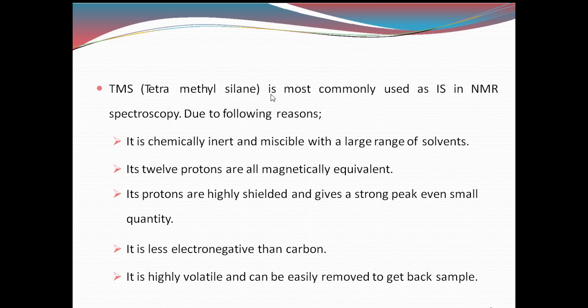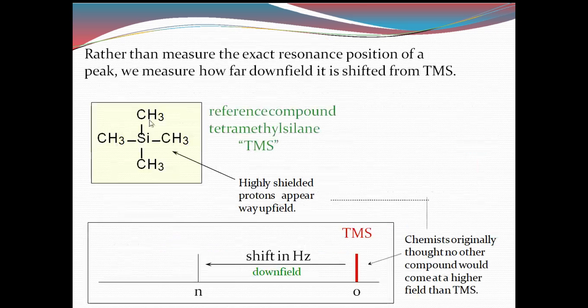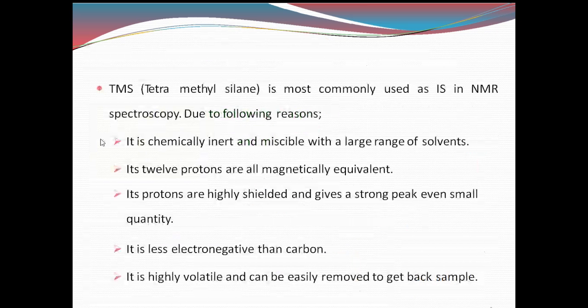This is tetramethylsilane, which is used as an internal standard. IS is nothing but internal standard. What are the main factors for taking TMS as an internal standard? It is chemically inert, and it is easily miscible with a large number of solvents. It has a total of 12 protons, so 3, 3, 3, 3, and all of these are magnetically equivalent.